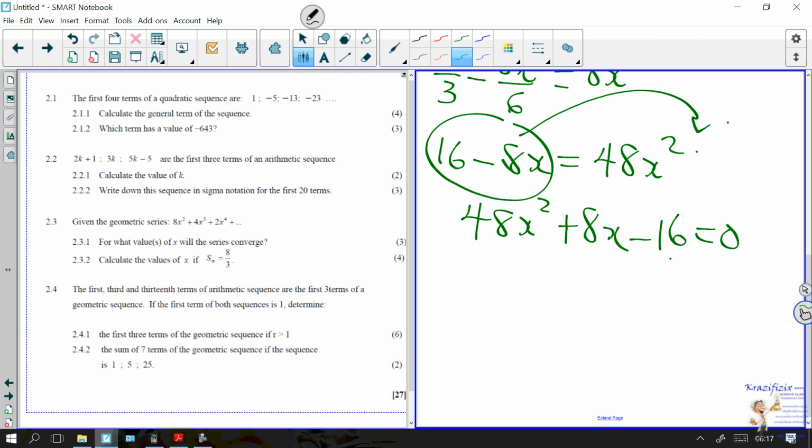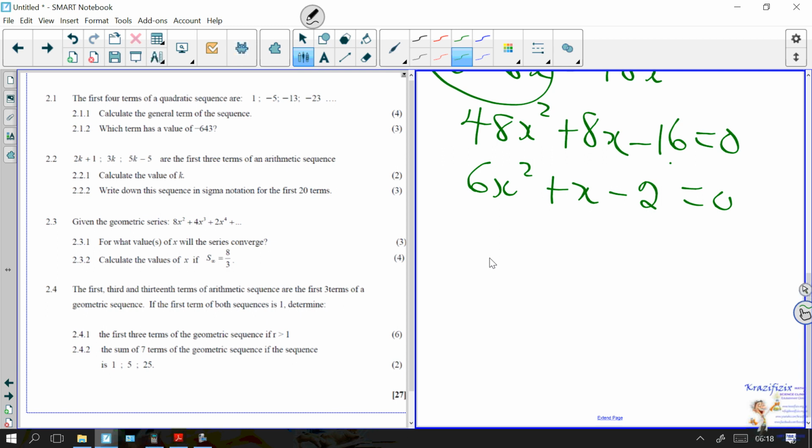All right, look at this. This again is a multiple of 4, actually a multiple of 8. Can divide through by 8. What am I going to have if I divide? Can I divide by 8? Okay, let's try to solve this. Dividing through by 8, what are we going to have? We would have 6x squared plus x minus 2 equals 0.